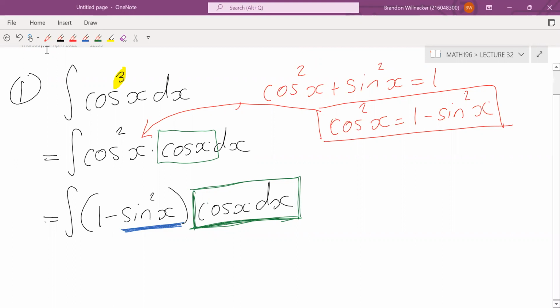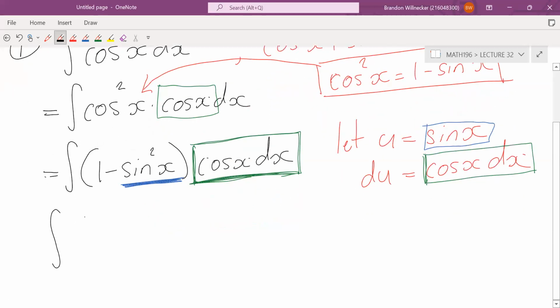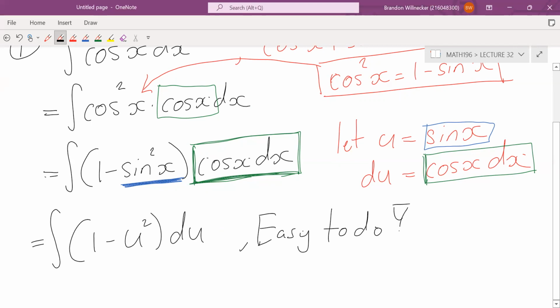Okay, so you should be thinking to yourself that you can do a U-substitution, because if we let U be equal to sine x, then du is going to be cos x dx, which is exactly what we've got in green. So if we let u be sine x, then the derivative is this outside part in green. So we can replace this integral using our u substitution with 1 minus u squared du. Now this is easy to do.